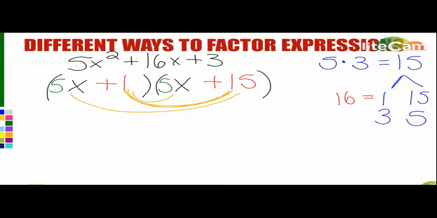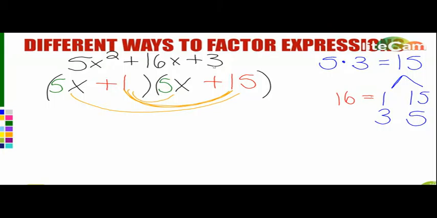Okay, now I have a 5x in the front and a 5x in the front here, which means I really have 25x squared. I don't want that. I want it just to be a 5x squared if I were to multiply this all back together. I have a 1 and a 15, and 1 times 15 is going to give me 15, which I don't want. I need the 3.